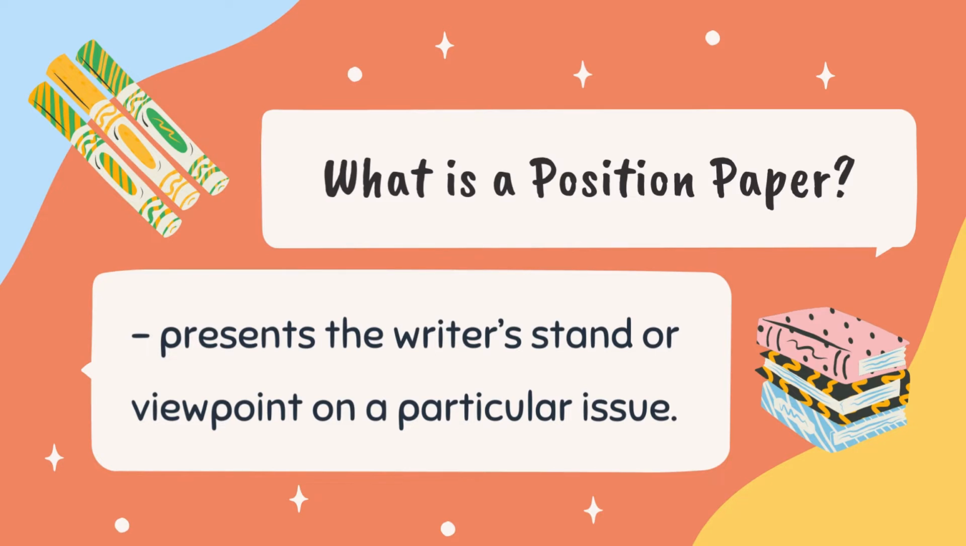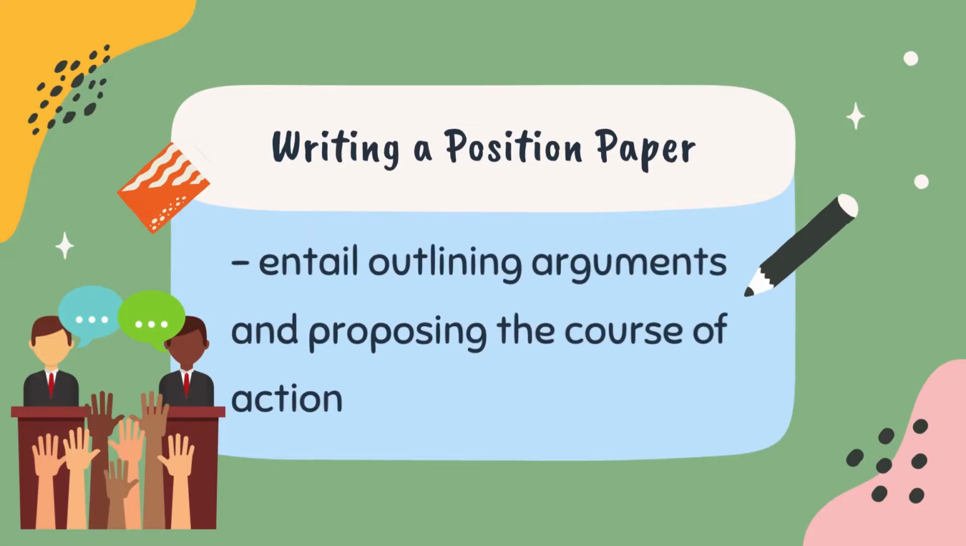So, what is a position paper? A position paper presents the writer's stance or viewpoint on a particular issue. Writing a position paper entails outlining arguments and proposing the course of action. By doing so, you are already taking part in a larger debate. Aside from this, you also have the power to change the opinions and attitudes of others when you write a position paper.